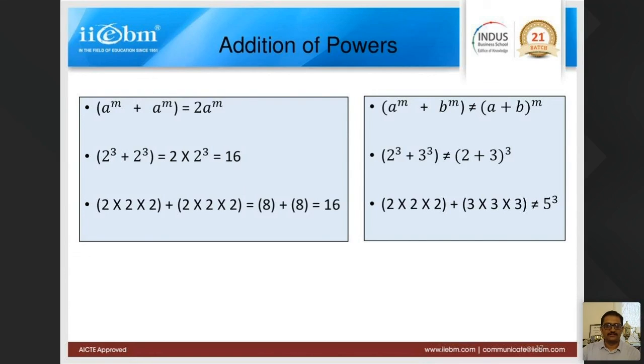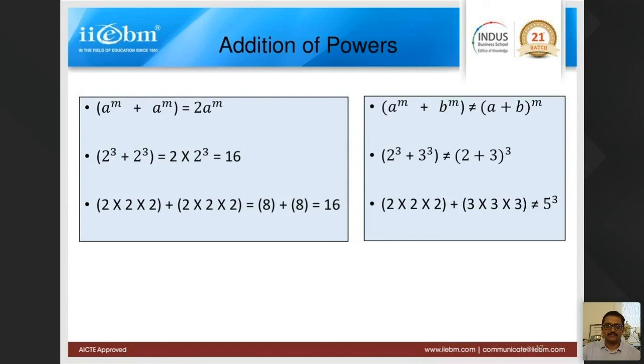Now let us understand what happens if the base is not common. So a raised to m plus b raised to m will not give me a plus b raised to m. Also, it will not be possible to go ahead with 2 times a raised to m or b raised to m, because the base is not common.